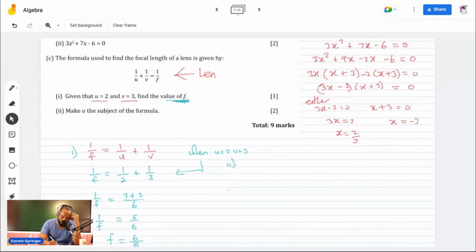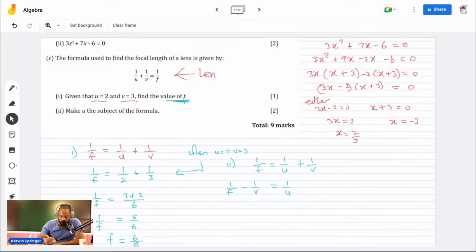Last one is to make u the subject of the formula. So we have 1 over f is equal to 1 over u plus 1 over v. Where is u? There it is. So we want to make u the subject of the formula. Let's get everything that's not u on one side. So 1 over f take away 1 over v is equal to 1 over u. Did you all follow that? I just take that whole 1 over v term and move it across, and it switched the operation. So instead of being plus 1 over v, it's negative 1 over v.